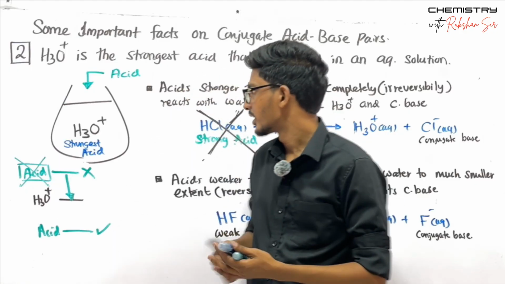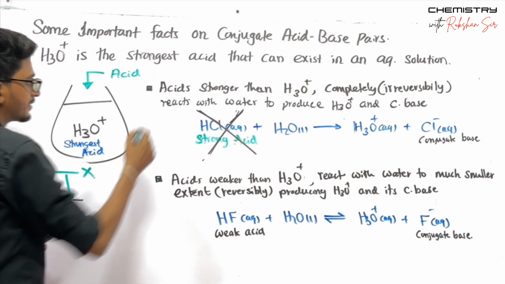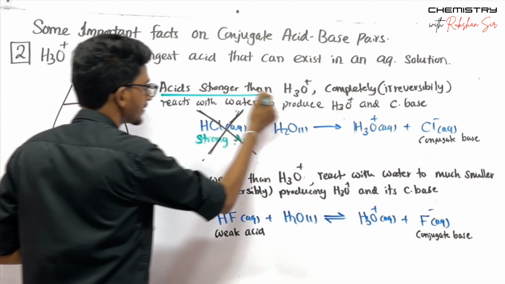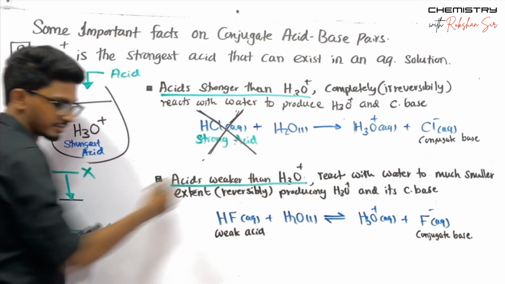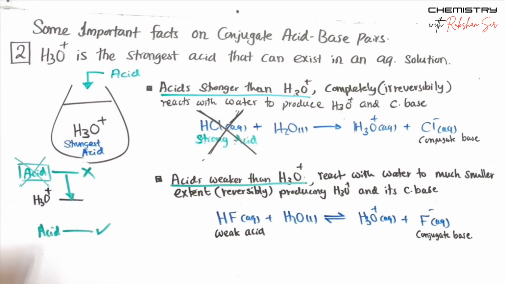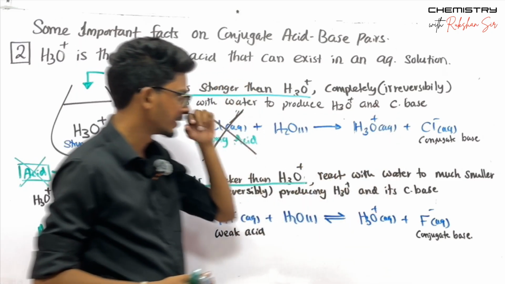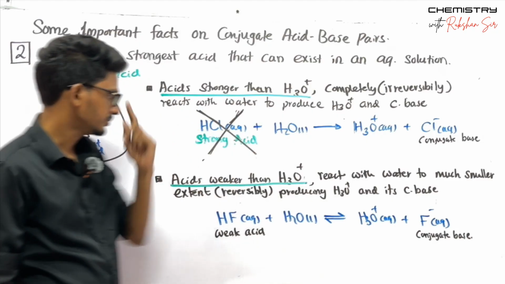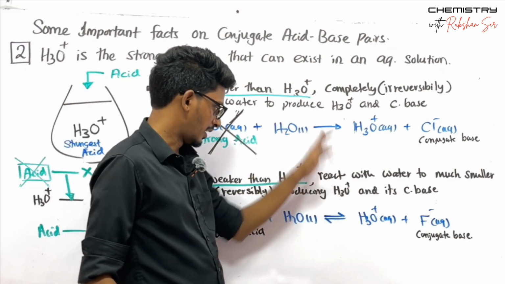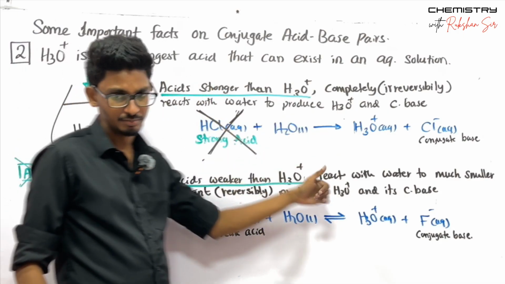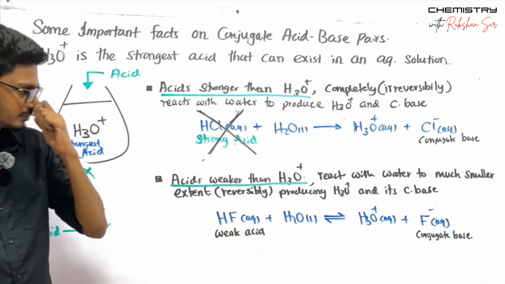Just highlight the two things here: the acid stronger than H3O plus, and the acid weaker than H3O plus. Anyway, as you are an acid, they produce the H3O plus and the conjugate base. The complete reaction or the partial reaction will be decided by the strong or weak nature compared to H3O plus.